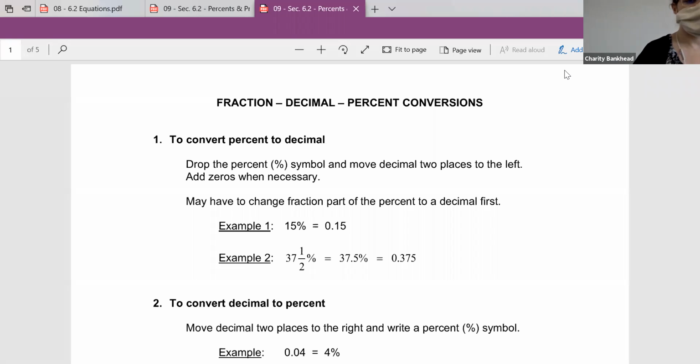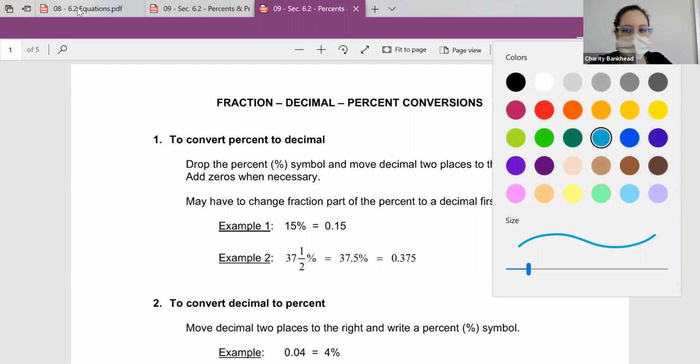Converting a percent to a decimal, you would drop the percent sign and move the decimal 2 places to the left and include zeros as needed. Okay, so for example, 15% turns into 0.15 and 37.5%. So first of all, you just want to drop the percent sign, and then move your decimal.